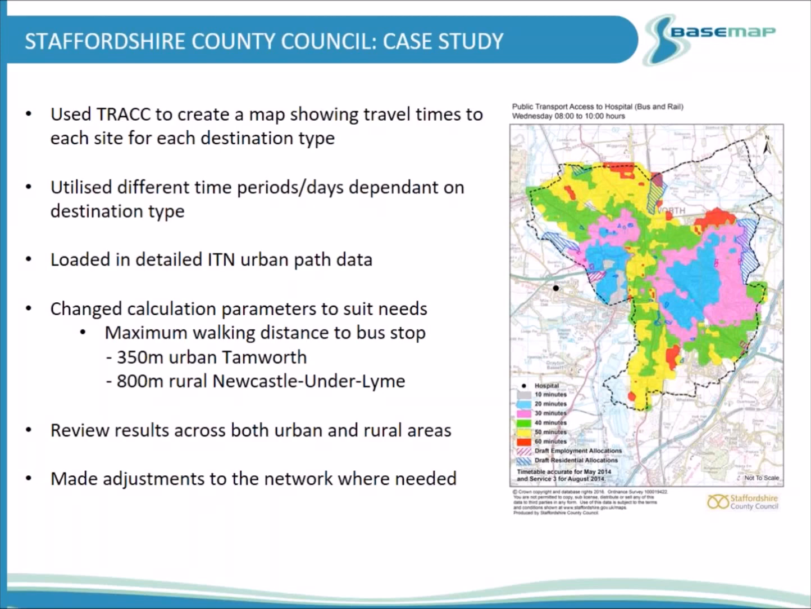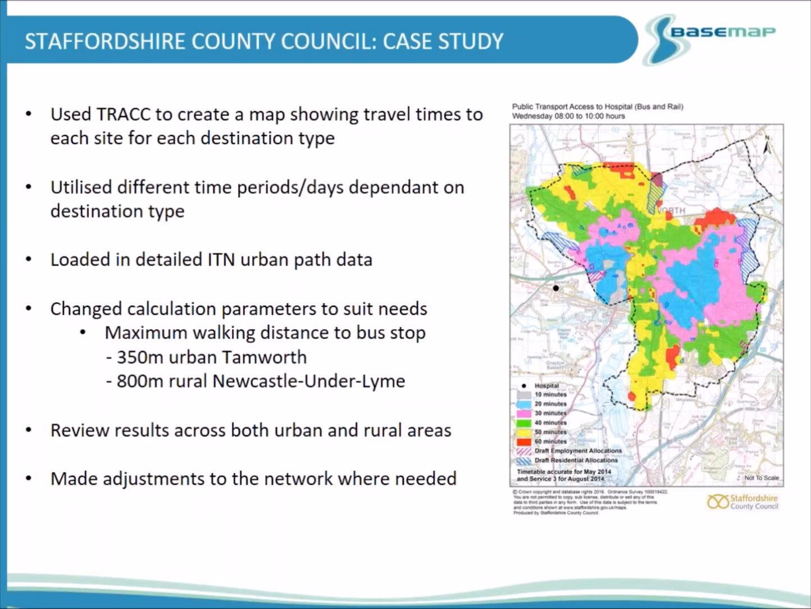So we can see a very colourful map here showing travel time in 10-minute bands, with grey being 10 minutes up to red being a 60-minute journey time, with some various greens and yellows in between. And then they overlaid on top of that where their proposed sites are. So we've got an employment site and residential sites.